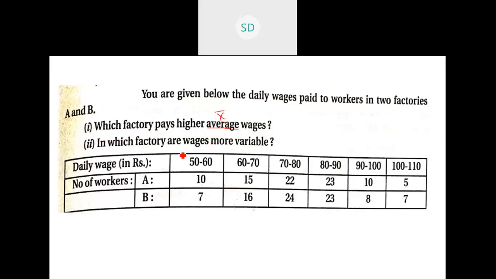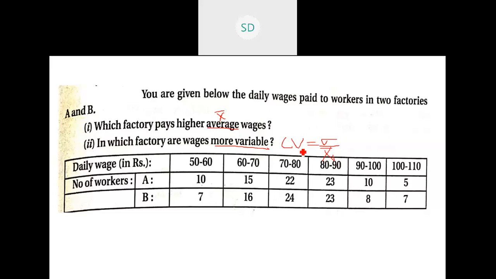Next, in which factory are wages more variable? More variable means we are supposed to find out coefficient of variation. So we have to find arithmetic mean, and we have to find coefficient of variation, which means to find coefficient of variation, we are supposed to find standard deviation and arithmetic mean. We are supposed to find both, then only we will be able to calculate coefficient of variation or coefficient of variance.